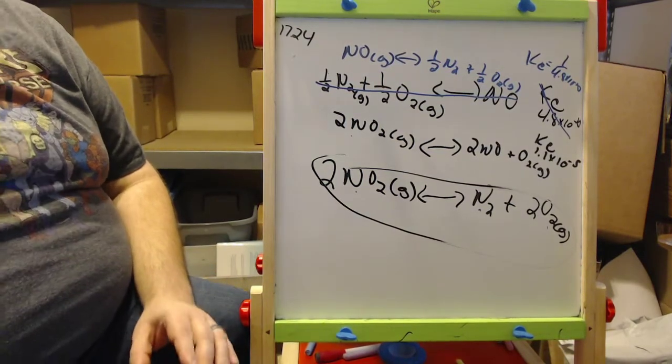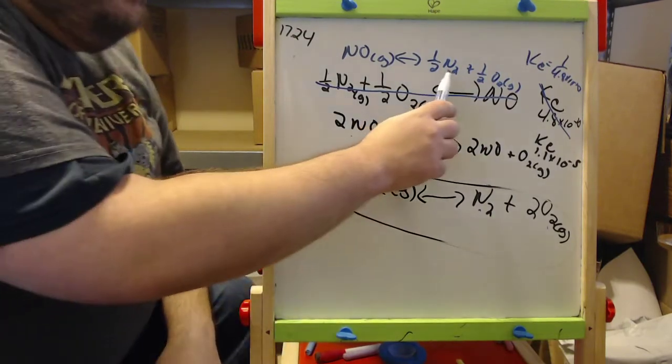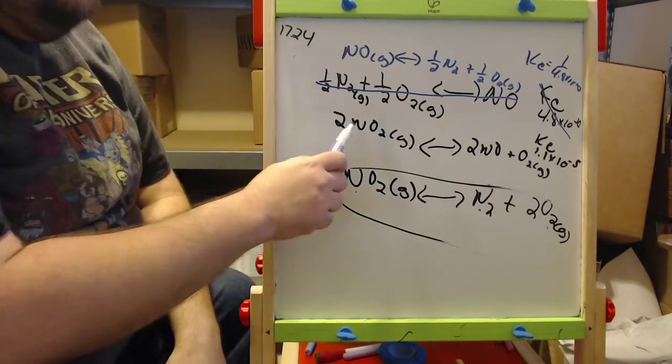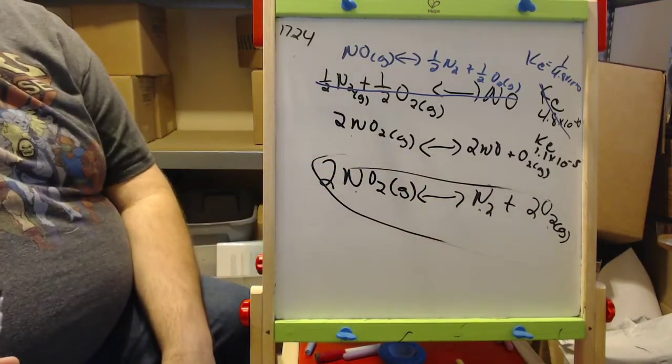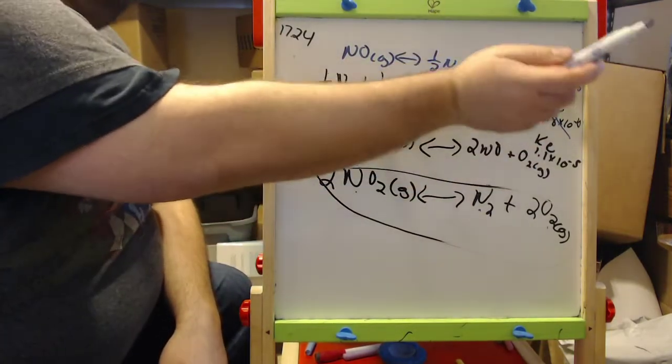So that's our first step. Make sure everything's on the correct side. So now our N2 and our O2 are on the correct side. Our NO2 is on the correct side. By flipping it, your Kc becomes the reciprocal.